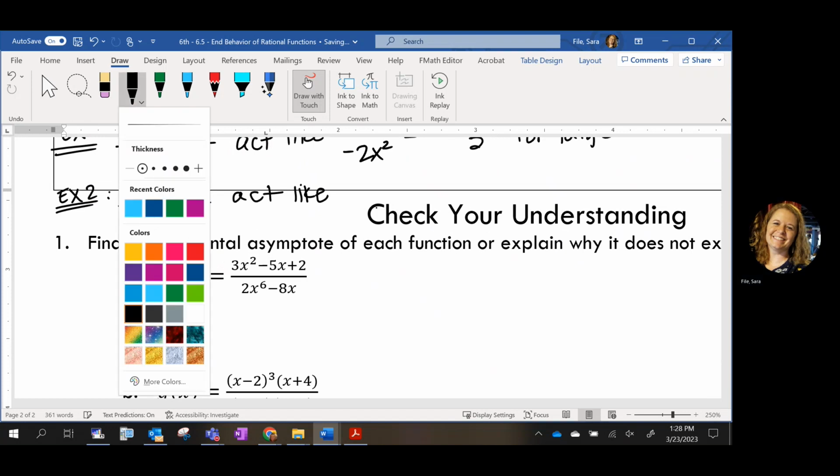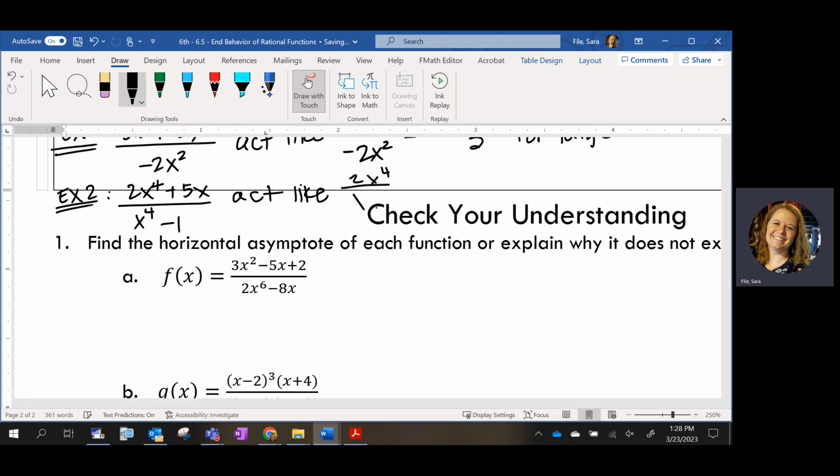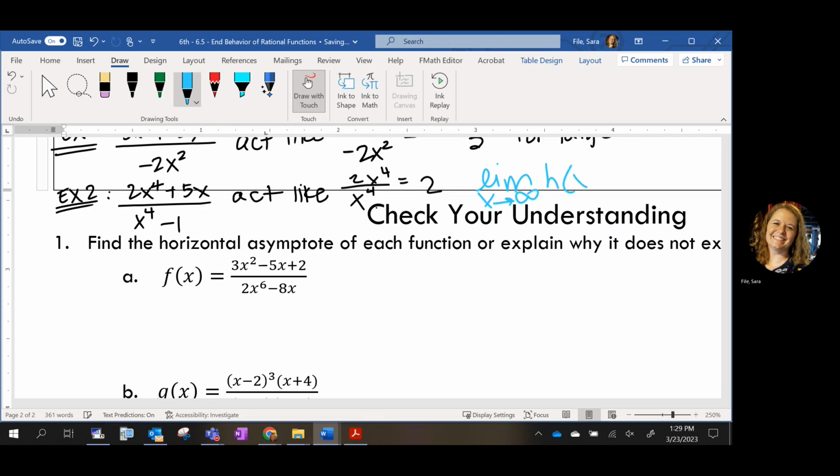Okay. So this is going to act like 2x to the 4th over x to the 4th, which you told me would reduce to just 2. So for very large values of x, that's how this graph is going to behave. So if I wanted to write the limit as x approaches infinity for this one, what would it be? What does the graph of 2 look like?